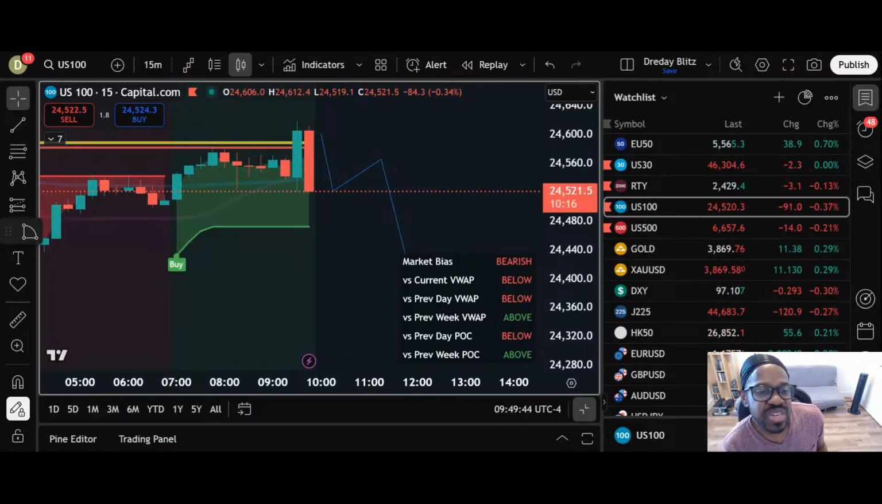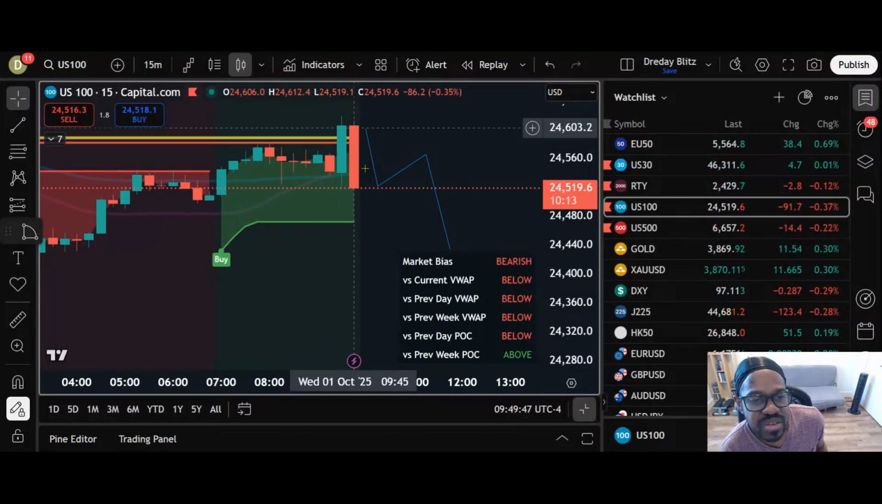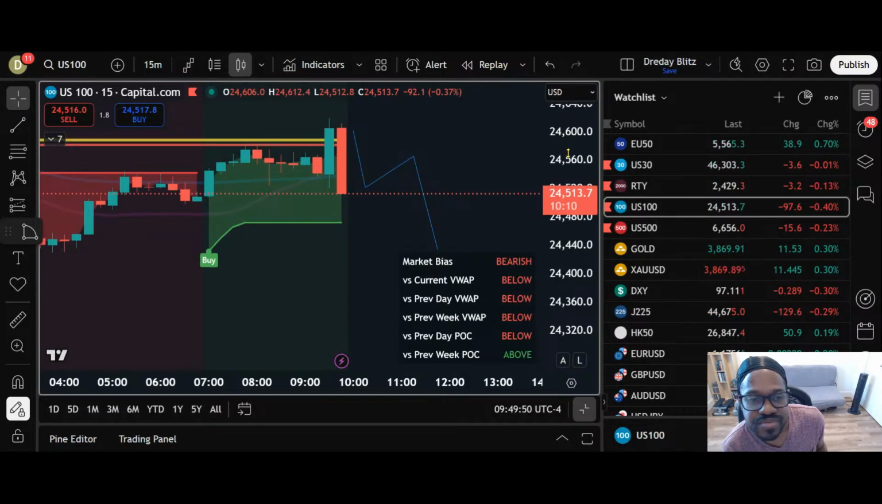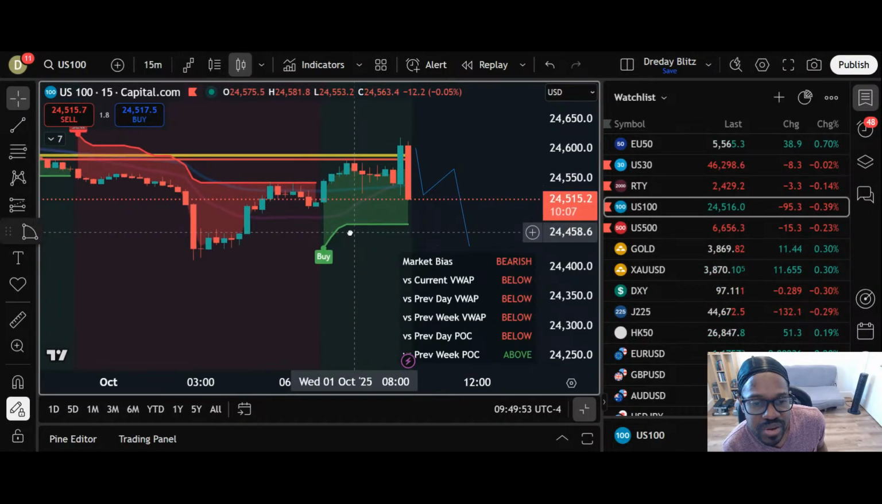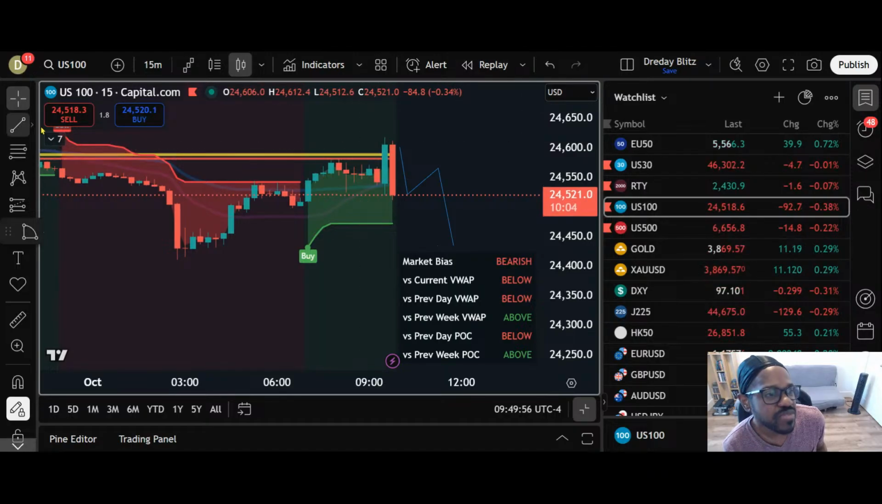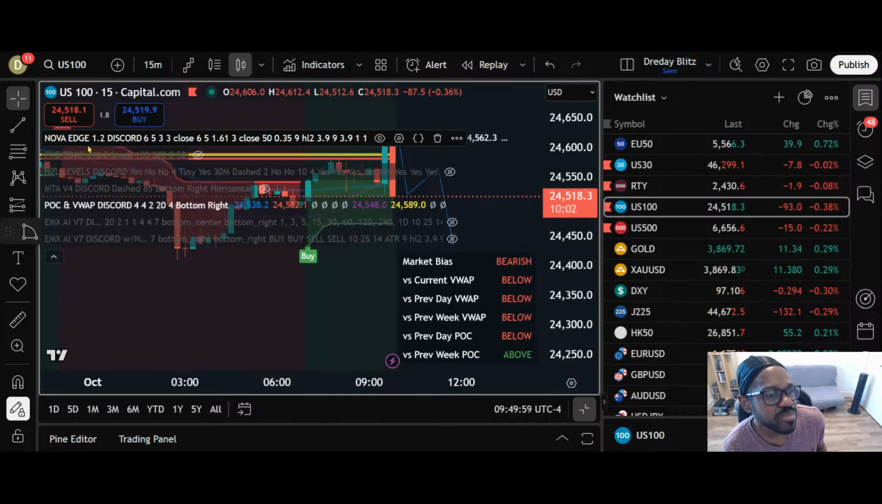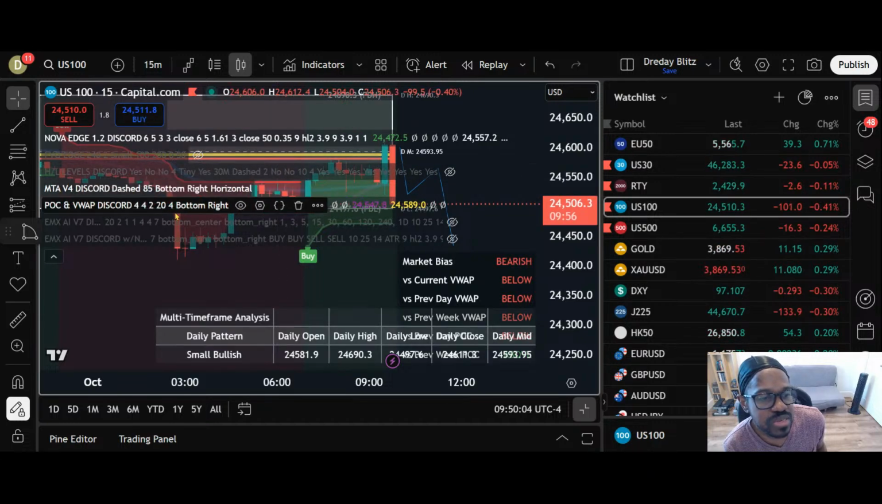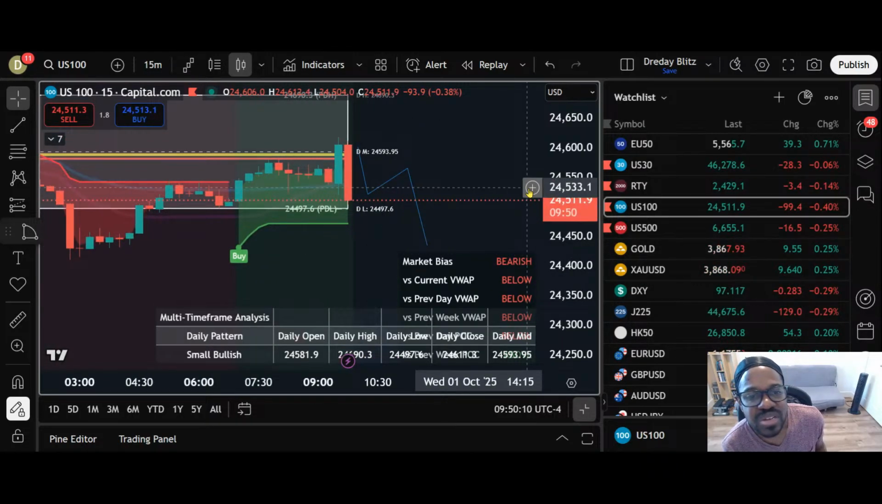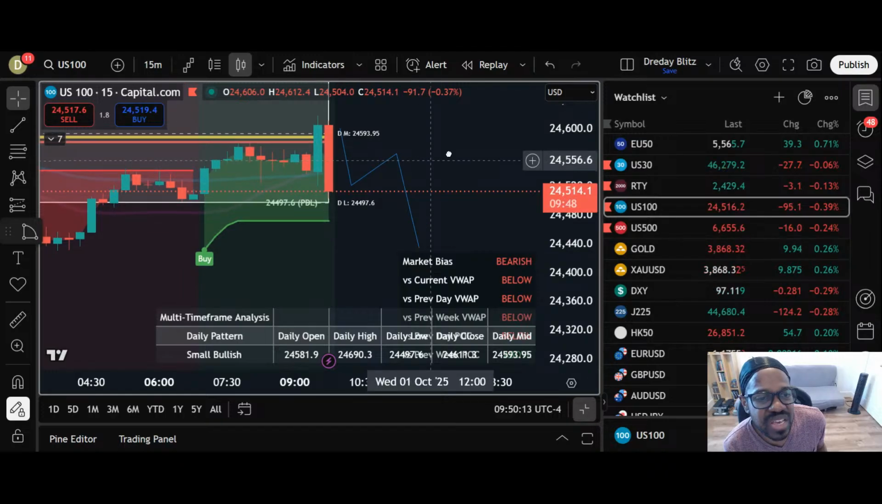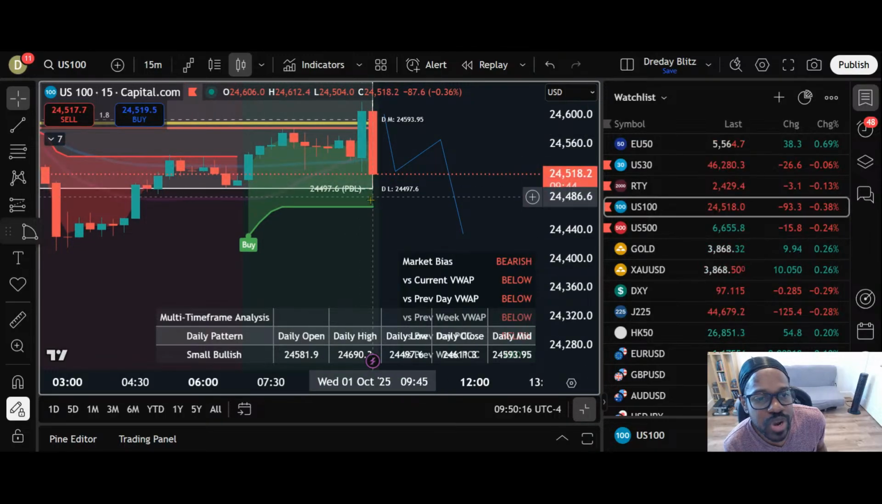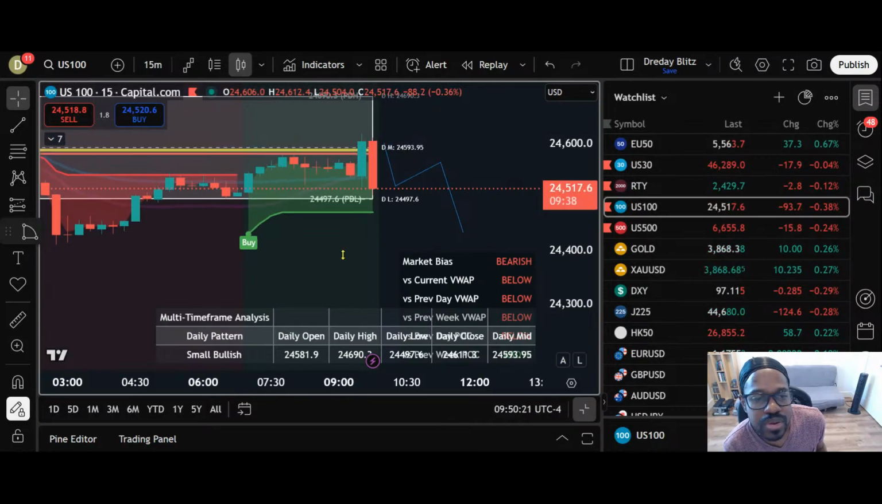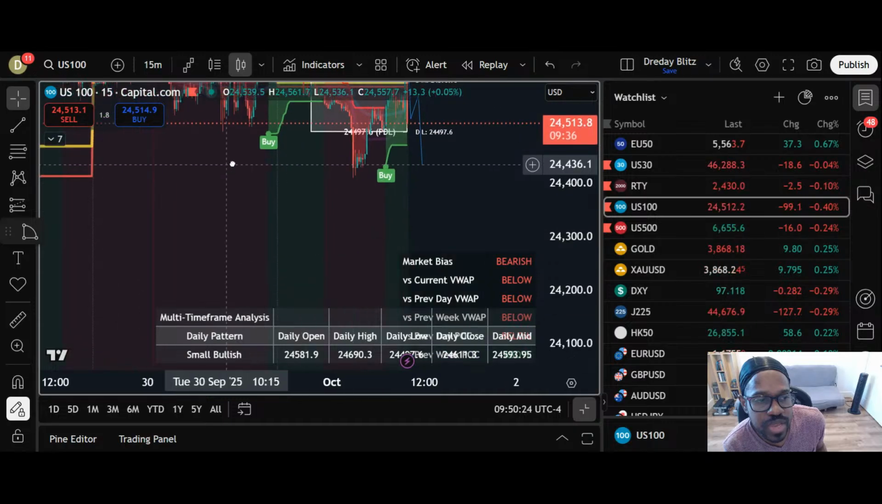That candle only took like 4 minutes to create that big sell off here. There you go. So there was a bounce off of POC, previous day POC and VWAP. We also had the medium price, multi-time frame analysis here. And currently it's trying to reach the previous day low. So if we break that previous day low, we will be going lower. We should be falling off a cliff after that.